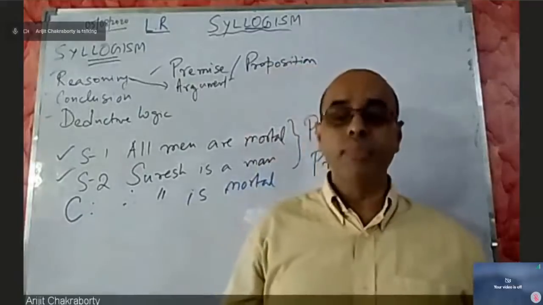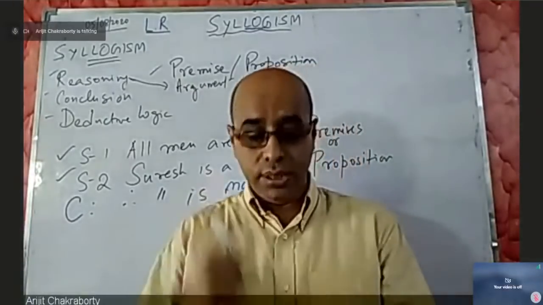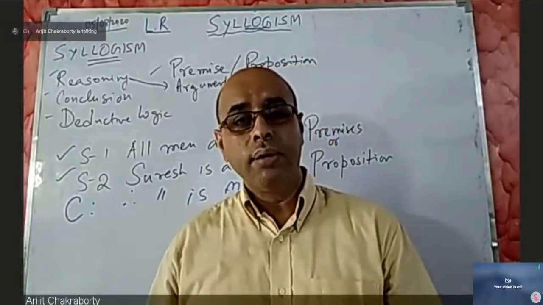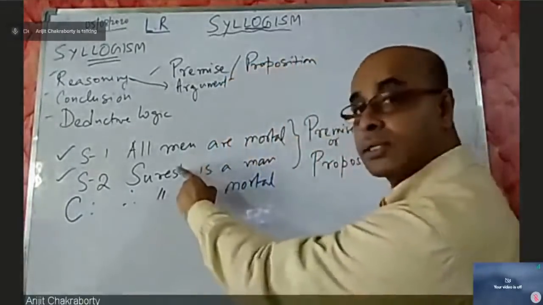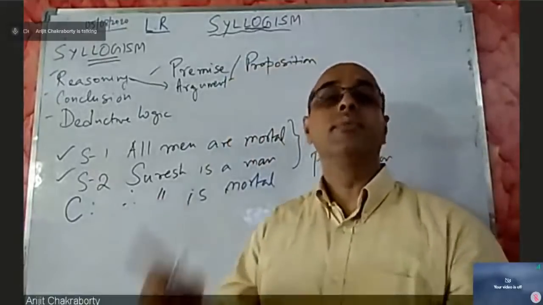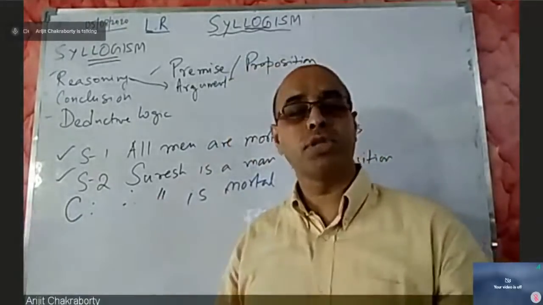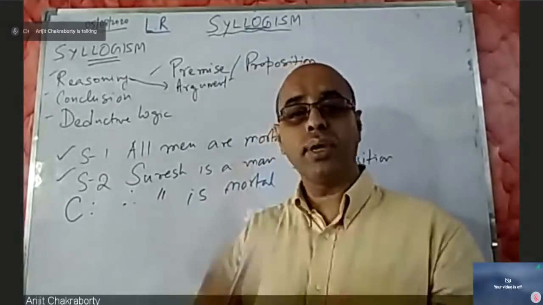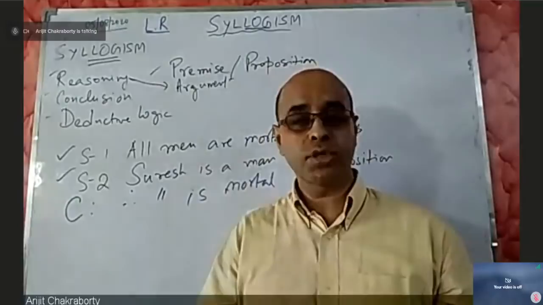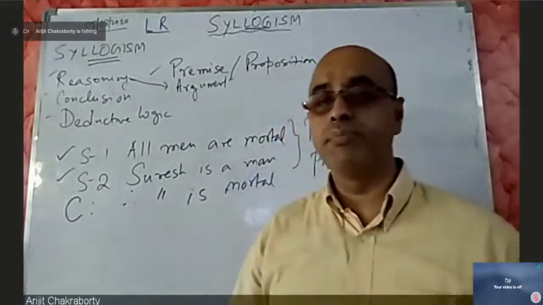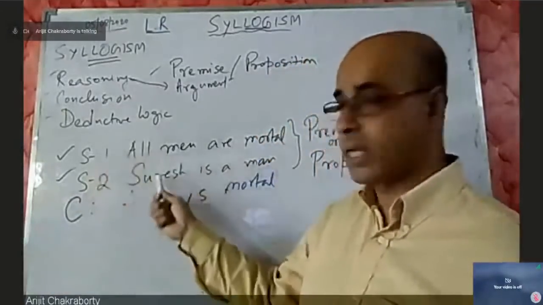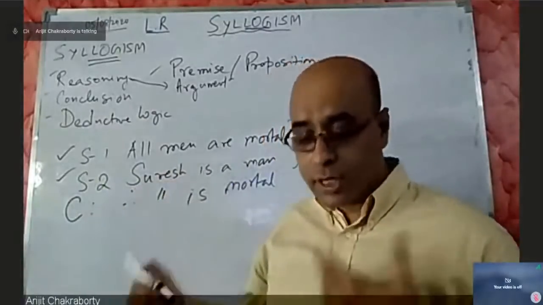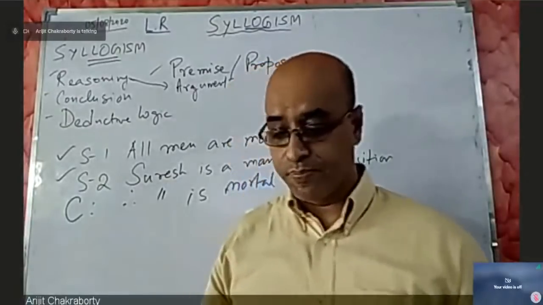So syllogism means using your reasoning to arrive at a conclusion based on certain statements, and the statements are known as premises or proposition. Right? I hope it's clear to you, dear students. So first comes premise or proposition. Premise or proposition means statements, like we have statements here. From the statements, we arrive at a conclusion. This process is called syllogism.